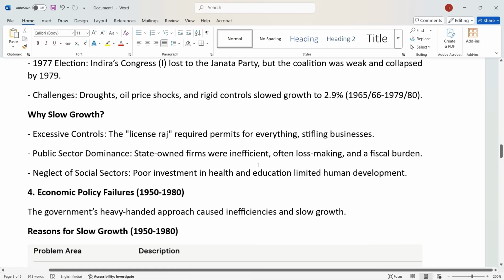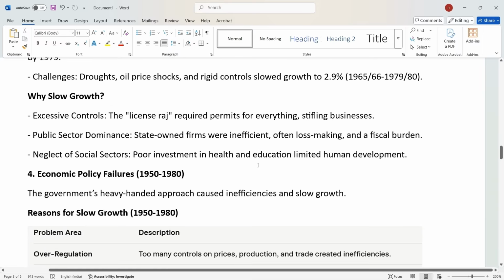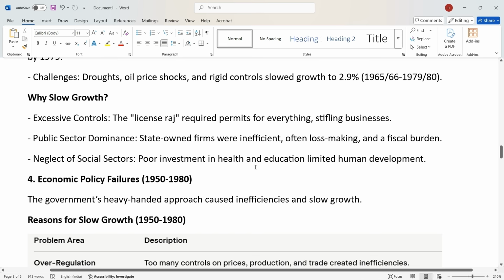Let's understand the reasons for slow growth in the economy. It's the period of 1950 to the 1980s, which we can call the period before the reforms. At that time, there was excessive control. The License Raj was happening. Everything was being controlled by the government. There was public sector dominance. Each and everything, like prices and the production of goods and services, was being controlled by the government.